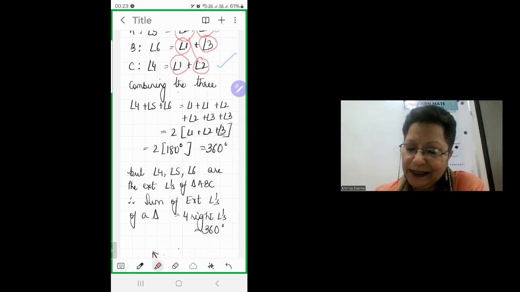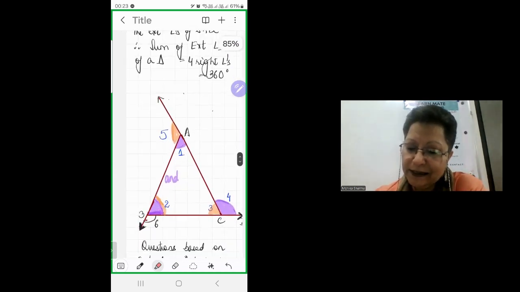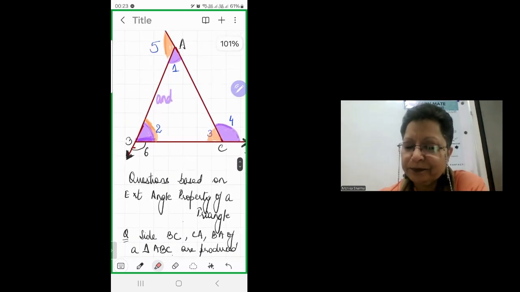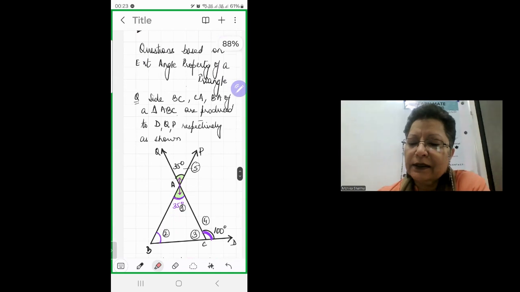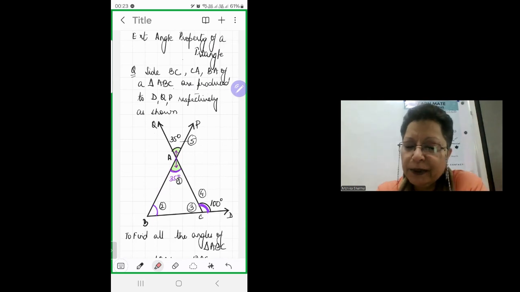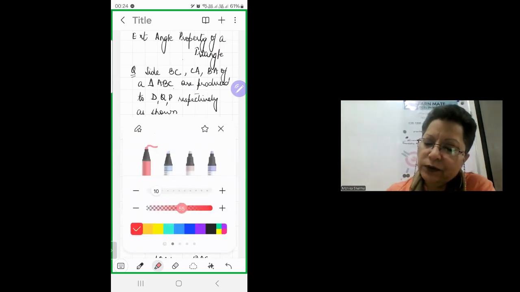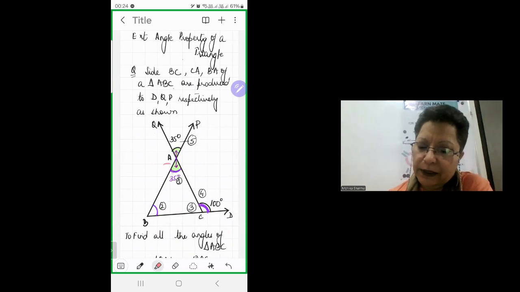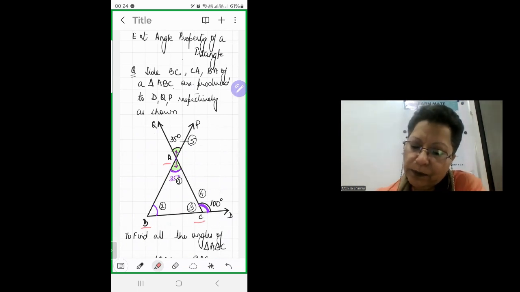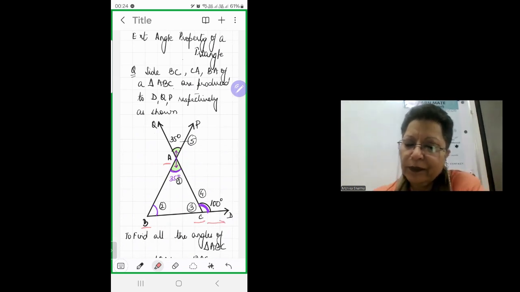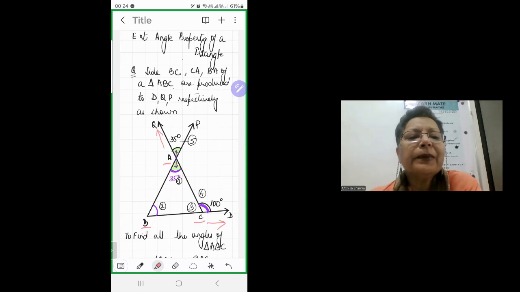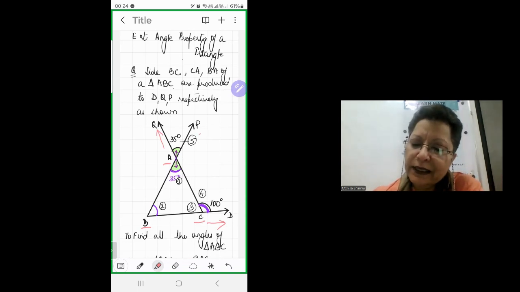Is that okay? With this, we are going to move slightly ahead and look at a few questions which are based on the exterior angle property. I have this question in which there is a triangle ABC. If I show you, this is A, B, and C. BC and CA are produced. Now, BC is produced to D, CA is produced to Q, and BA is produced to P, respectively.